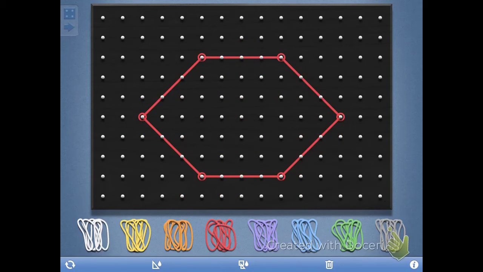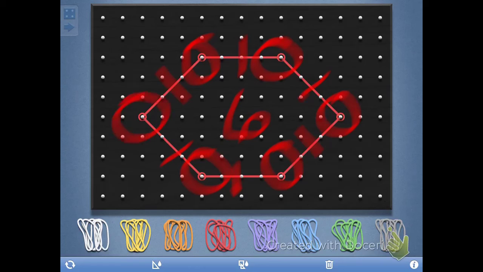We've already seen a shape like this, but let's count the sides. We've got 1, 2, 3, 4, 5, 6. Let's count the vertices. 1, 2, 3, 4, 5, 6. A shape with 6 sides is called a hexagon. Hex means 6. So this shape has 6 sides.